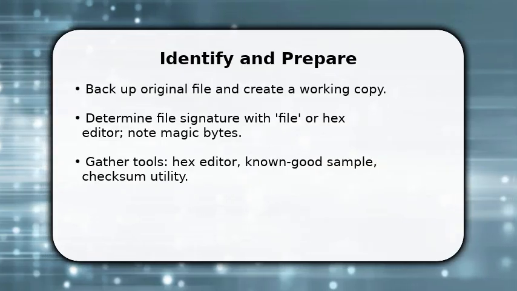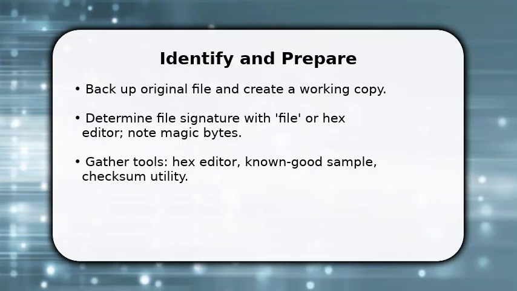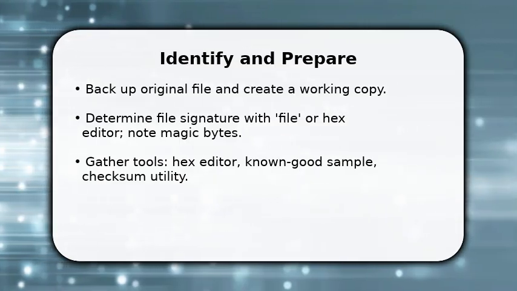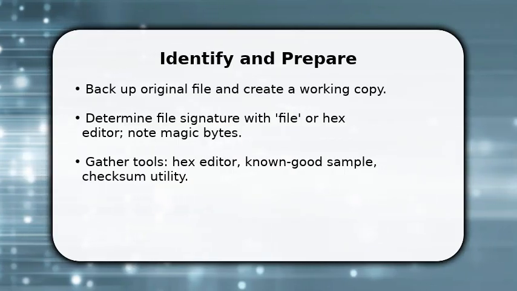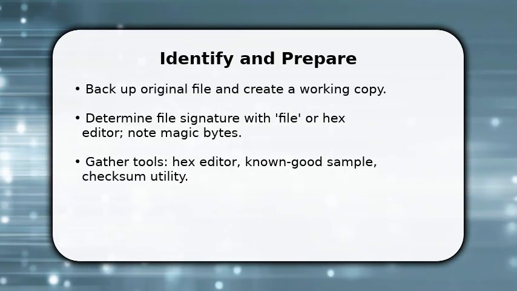You start by making a full backup and switching to a working copy so you never touch the original. Next, identify the file type by inspecting the magic bytes with a hex editor or the file utility. This tells you what header you need.